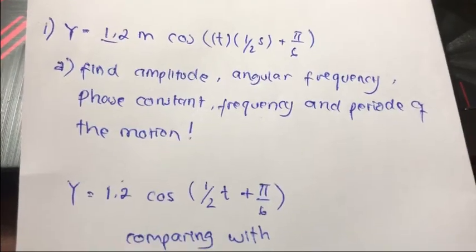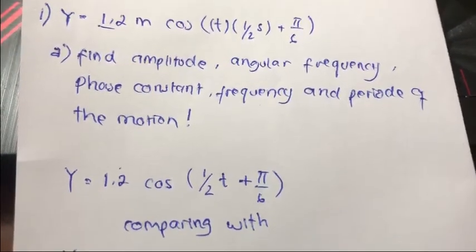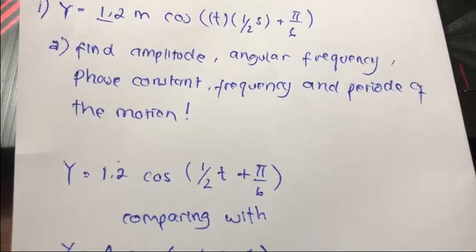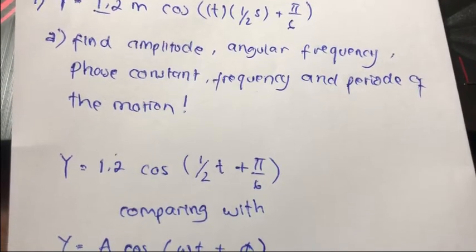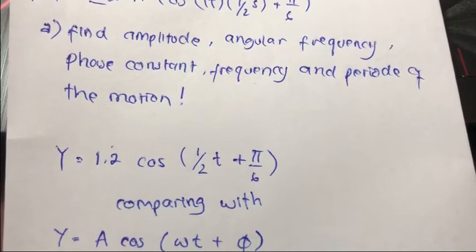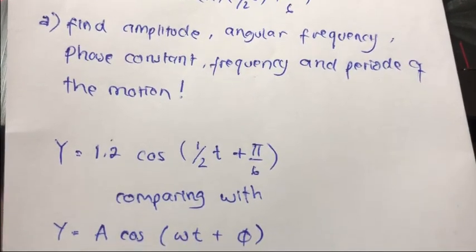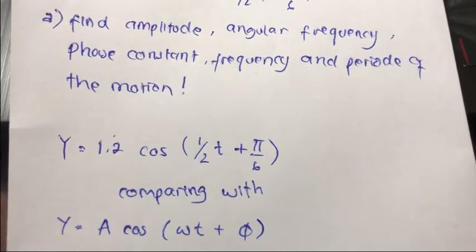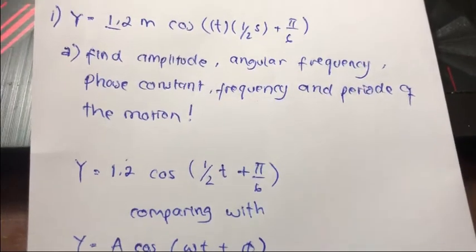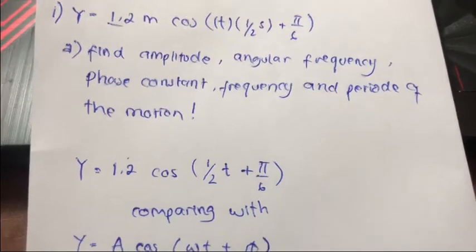The first question is, you are sitting on a surfboard that is riding up and down on some swells. The board's vertical displacement is given by y equals 1.2 meters cos (t/2 + π/6). Find the amplitude, angular frequency, phase constant, frequency, and period of the motion.